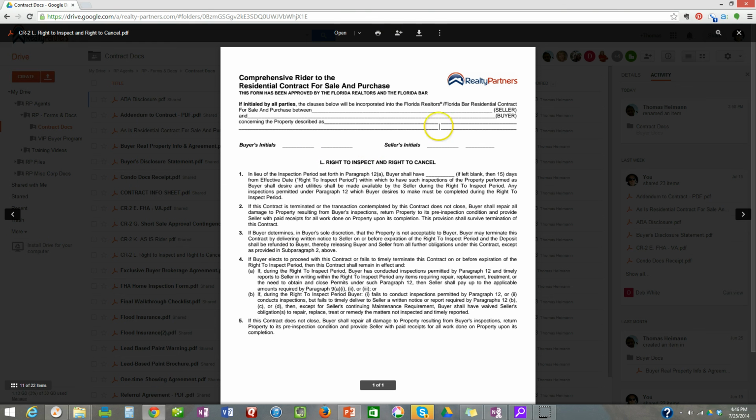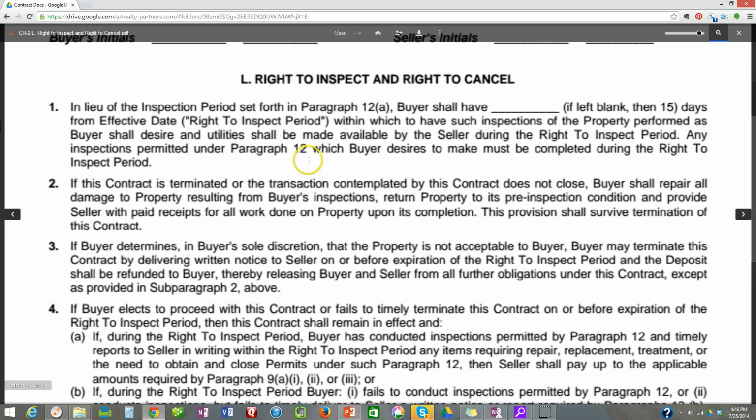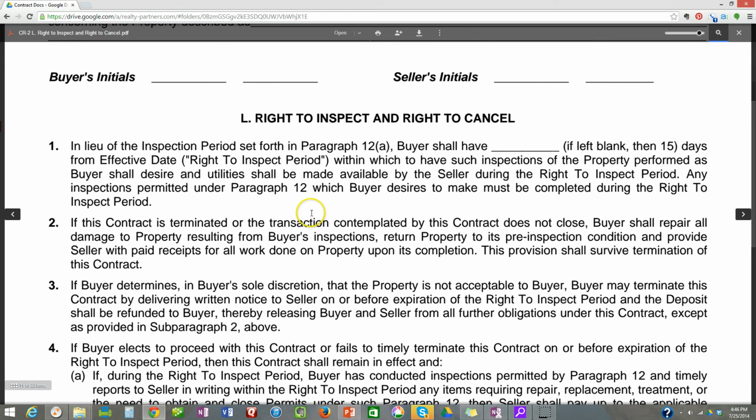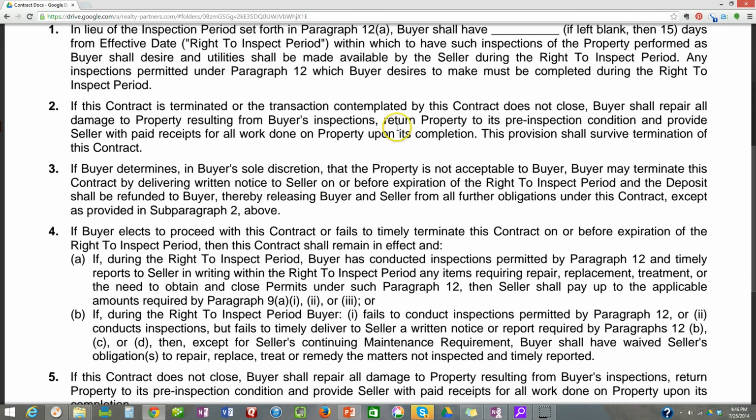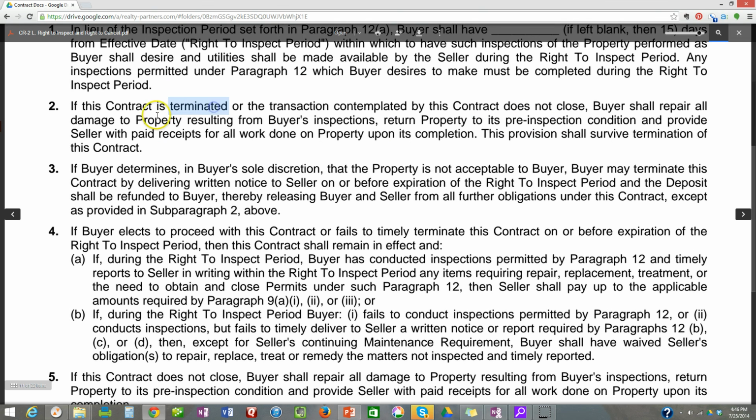And then we have the right to inspect and cancel. In lieu of inspection period set forth, buyer shall have so many days to inspect as the buyer shall desire. So the buyer does not have to use a licensed individual in this case. Talks about buyer having to make repairs to any damages if they don't close. Buyer determines in buyer's sole discretion the property is not acceptable, buyer may terminate.